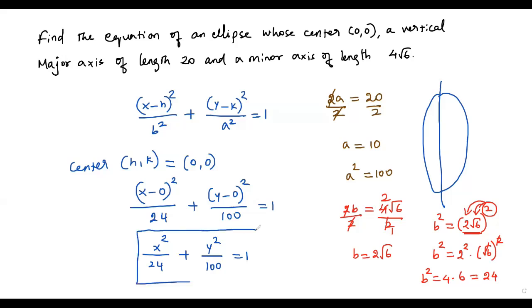Okay, I got the equation of the ellipse, which has center (0, 0), a vertical major axis of length 20, and a minor axis length of 4 square root of 6. So the equation of the ellipse is x square over 24 plus y square over 100 equals 1.